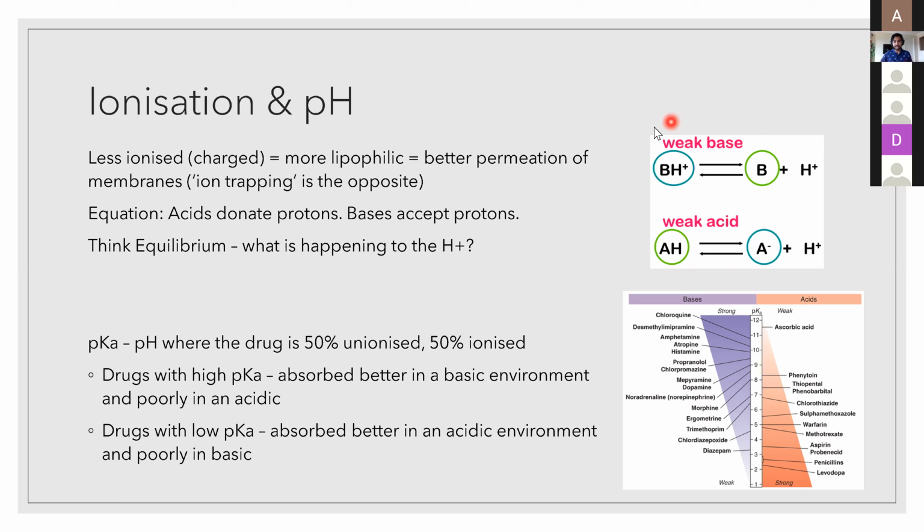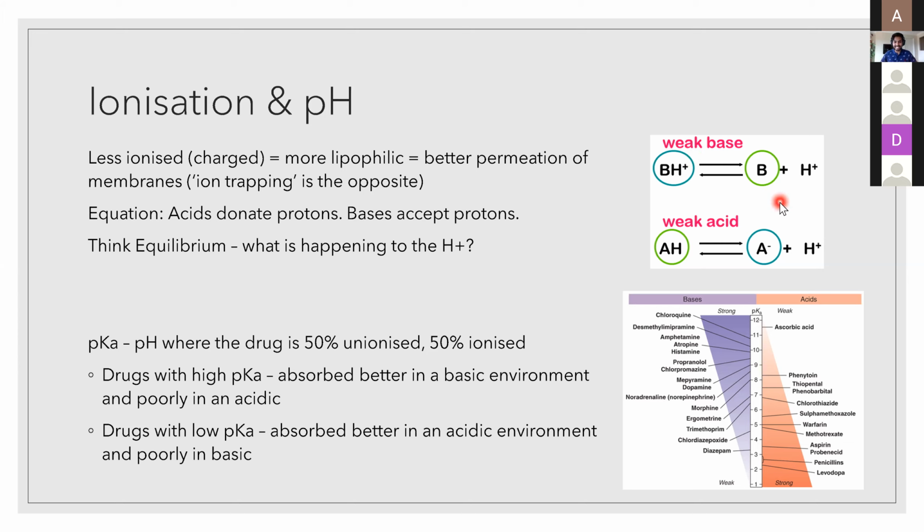I'm going to try and break down this equation for you, and hopefully that will cover how ionization changes with pH. So at the top, we have drug B, which is a basic drug. It likes to accept protons. Now let's have a look at what happens to a basic drug in an acidic environment, let's say the stomach. Actually, let me take that back. So B on its own is the unionized form of the drug. It's not charged. And on the left-hand side of the equation, it's in its ionized form, it's charged.